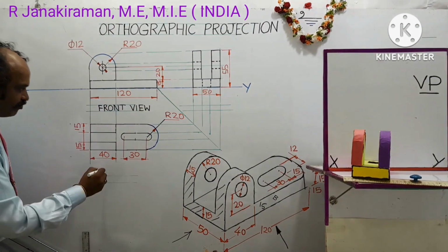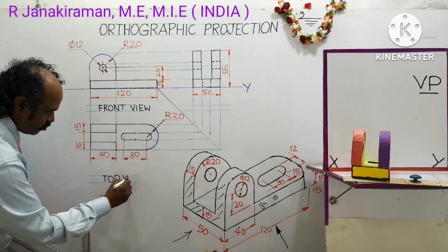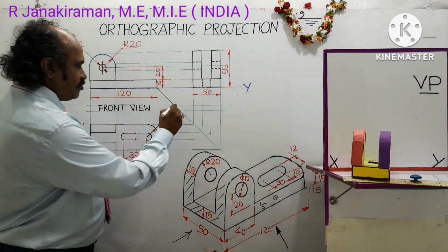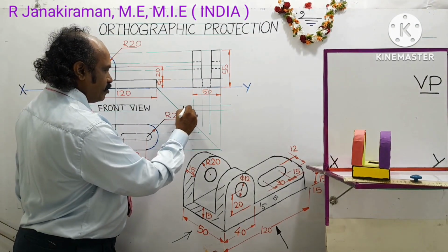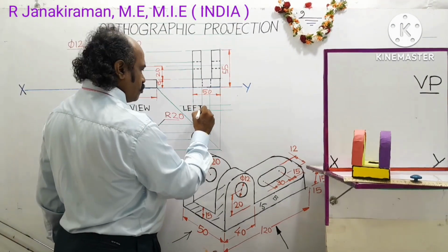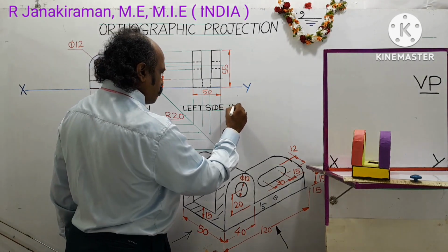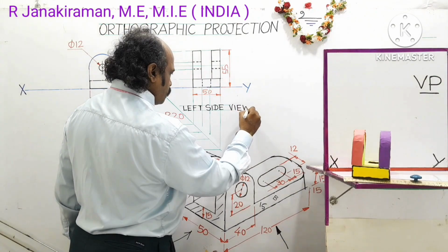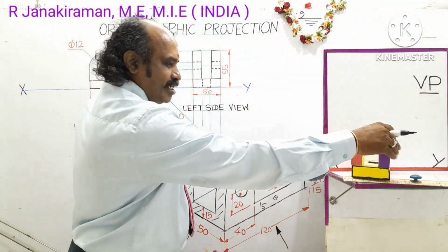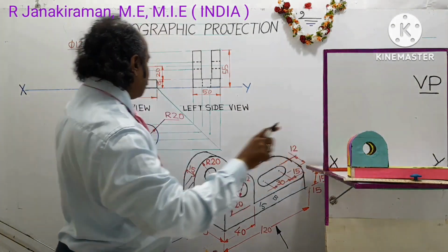This view is called the top view or plan. This is the left side view, drawn on the right side of the front view. In the front view direction, the observer can see the length of the object and the height of the object. That is this view.